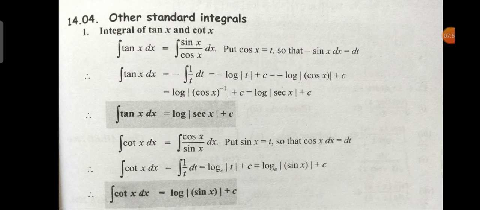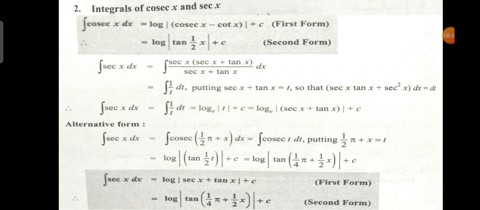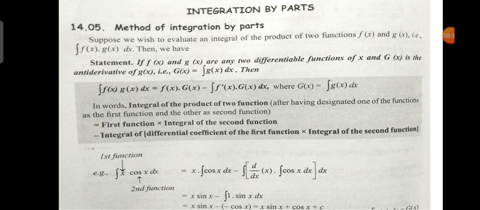Next is the integral of cosec x dx, which is log of mod cosec x minus cot x plus c, and the second form is log of tan of 1 by 2 x plus c. Two forms are there. And for the integral of sec x dx, there are two forms. First is log of mod sec x plus tan x plus c, and log of mod tan of (1 by 4 pi plus 1 by 2 x) plus c. Two forms.